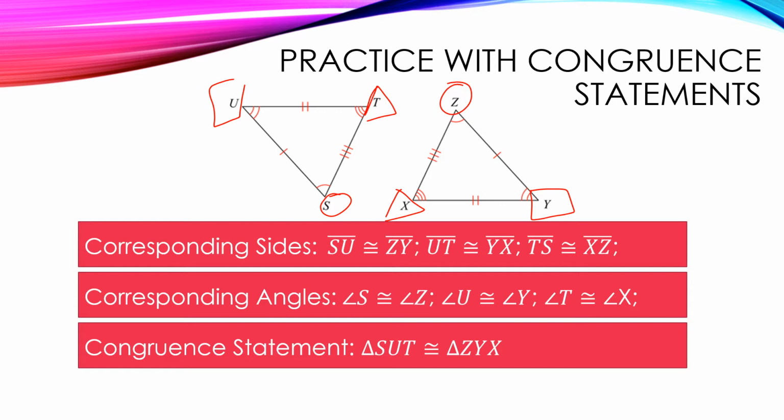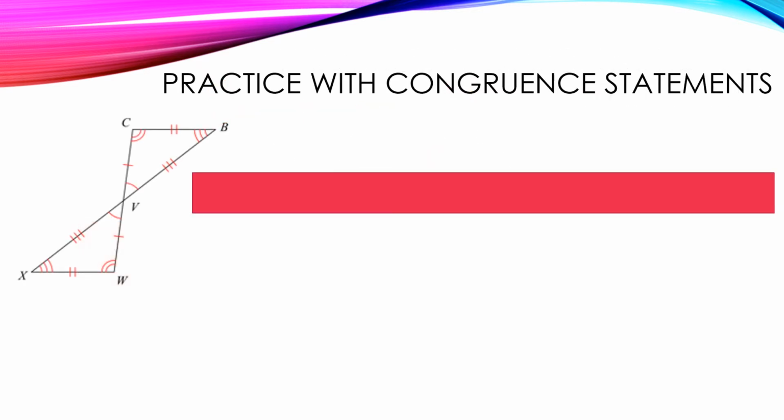Okay, so you guys try the next one. Pause it if you need to. Color code it if you need to. So V is the same for both triangles. C goes with W, and X goes with B. So if you need to color code it, and pause it to try.